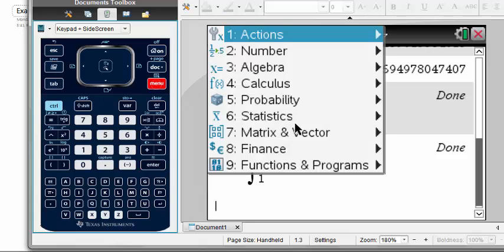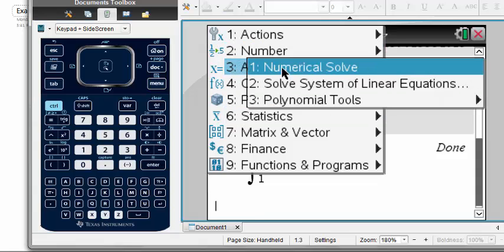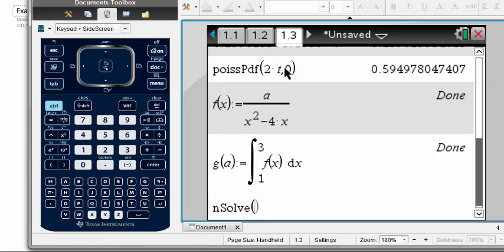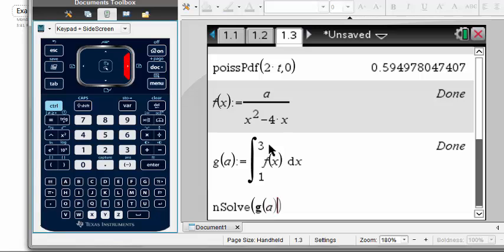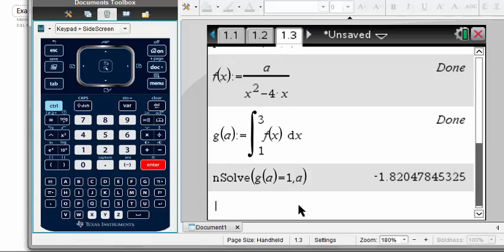Now I'm ready to solve. I'm going to go into menu, under algebra, numerical solve. And I'm going to type in, well, what am I trying to solve? I'm trying to solve g of a equals 1 with respect to a. And if I had a rough idea of what a was, I could put another comma and put a guess after this. I really don't without looking at a graph, so I'm just going to press enter. And there's my value for a. A is negative 1.82.